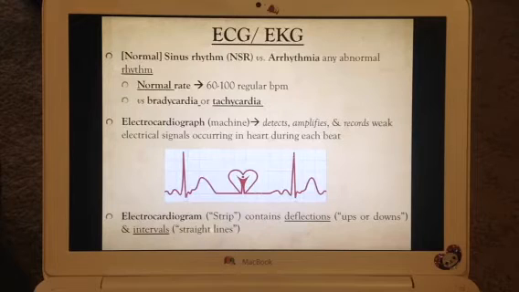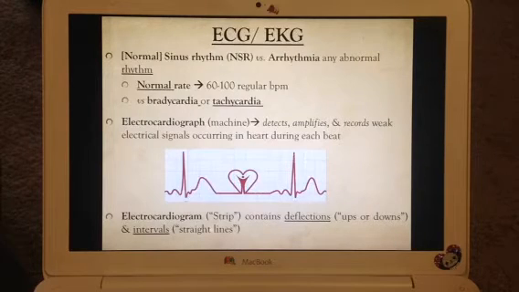So you've probably heard of EKGs before or seen one, and technically they should be called ECGs, at least in America, because it stands for electrocardiograph. So normal sinus rhythm, sometimes called NSR, sometimes just called sinus rhythm or sinus, means that your heart is beating regularly as it is supposed to. Any aberrant or abnormal rhythm would be called arrhythmia, because A means without, so without rhythm.